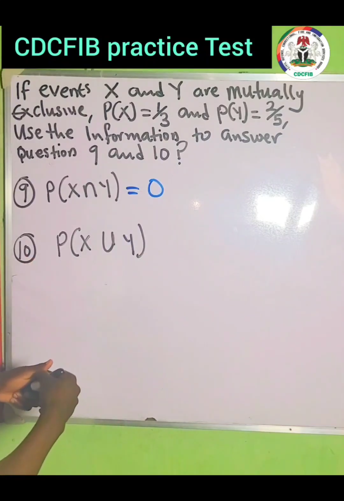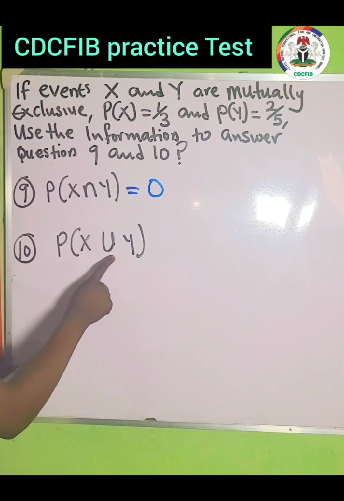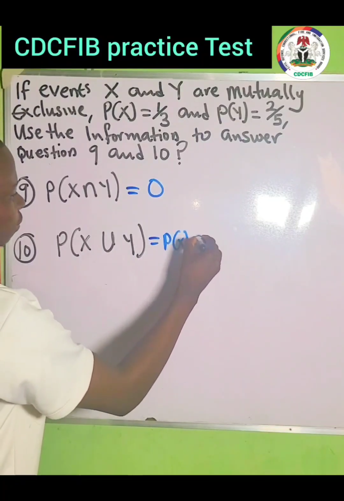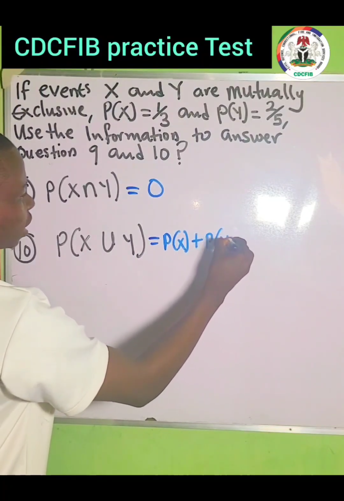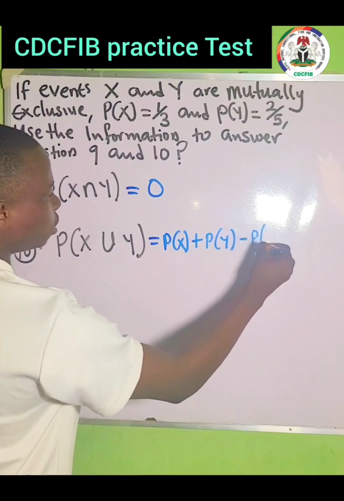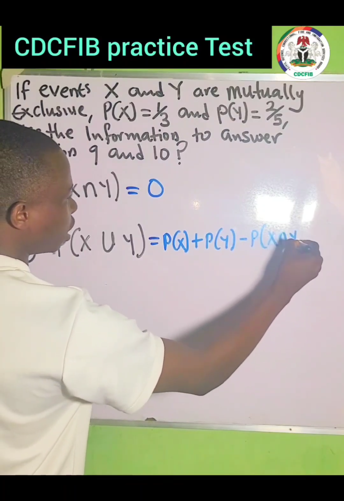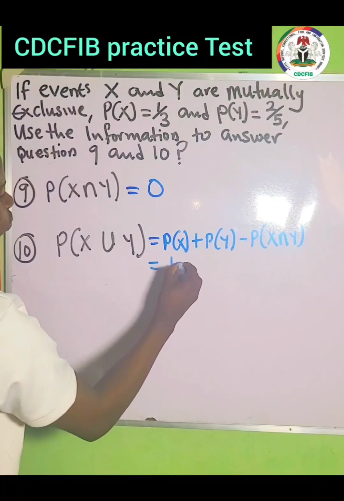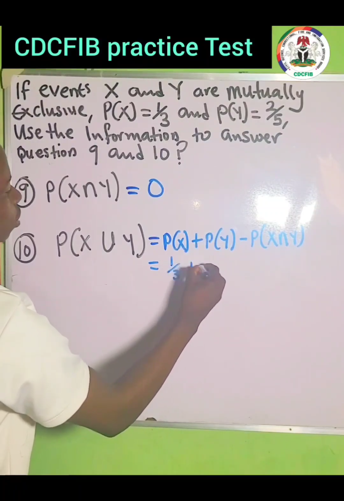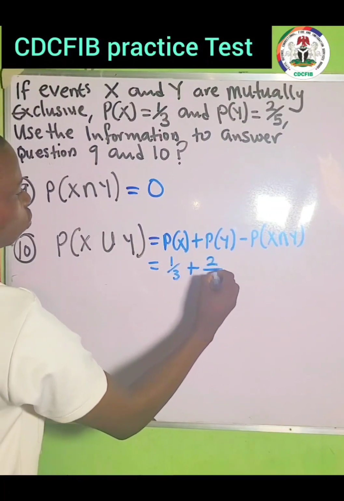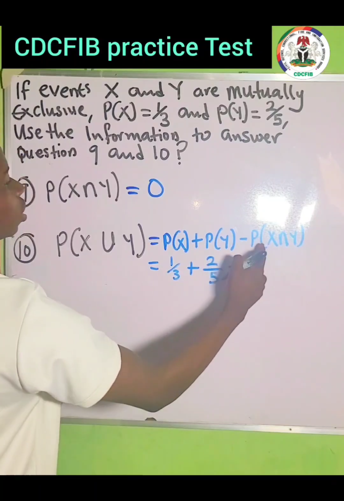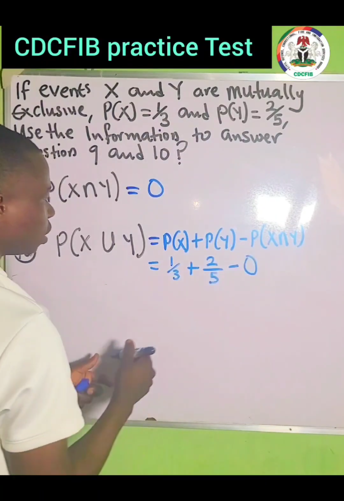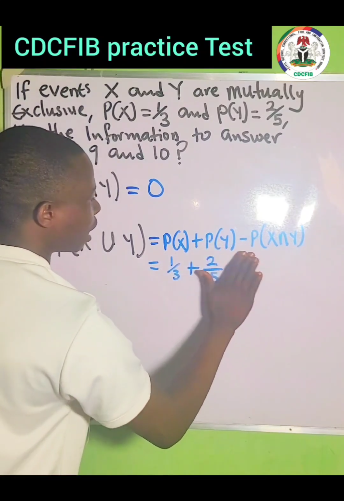Now, question number 10, we are asked to find the probability of X union Y. So for this one, the formula is the probability of the first event plus the probability of the second event minus the probability of the first event intersection the second event. Now, from the question, the probability of X is given as 1/3, plus the probability of Y, which is 2/5, then minus the probability of X intersection Y, which can never occur, so it is 0. So minus 0, then we can cancel this.